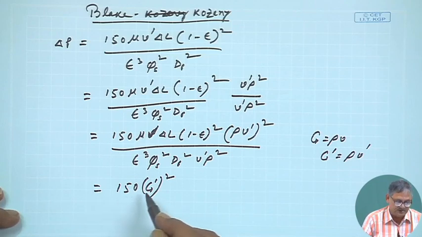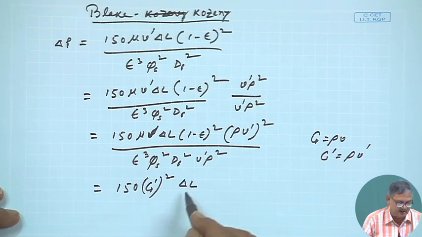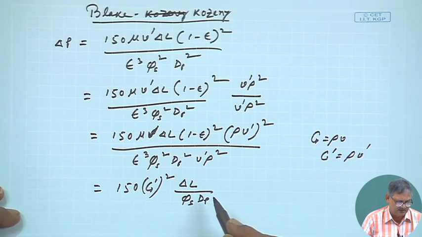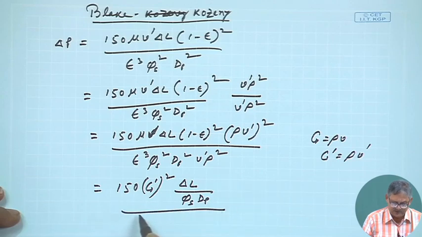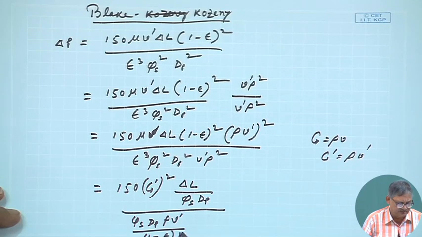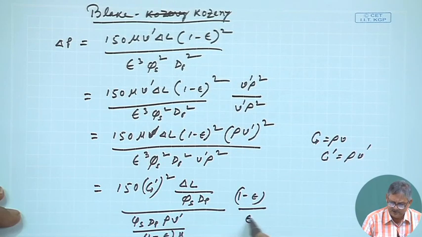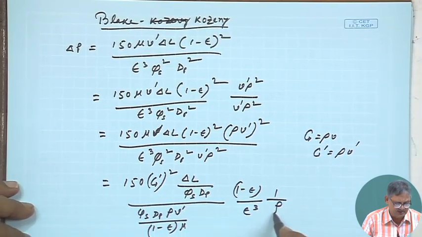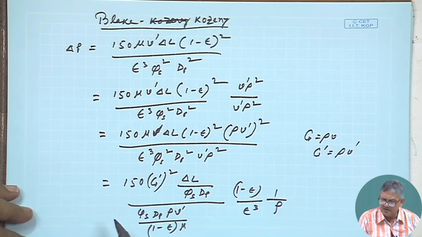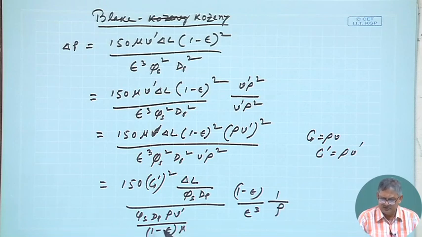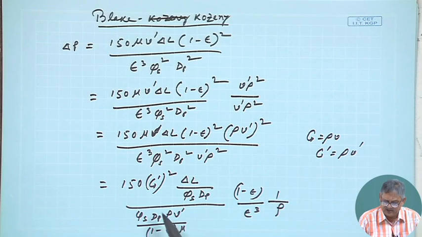So, if that be true, then we can write 150 G prime square delta L by phi s dp over phi s dp rho V prime over 1 minus epsilon into mu, times 1 minus epsilon over epsilon cube times 1 by rho, because we have taken one additional rho, and that rho came out here, right?